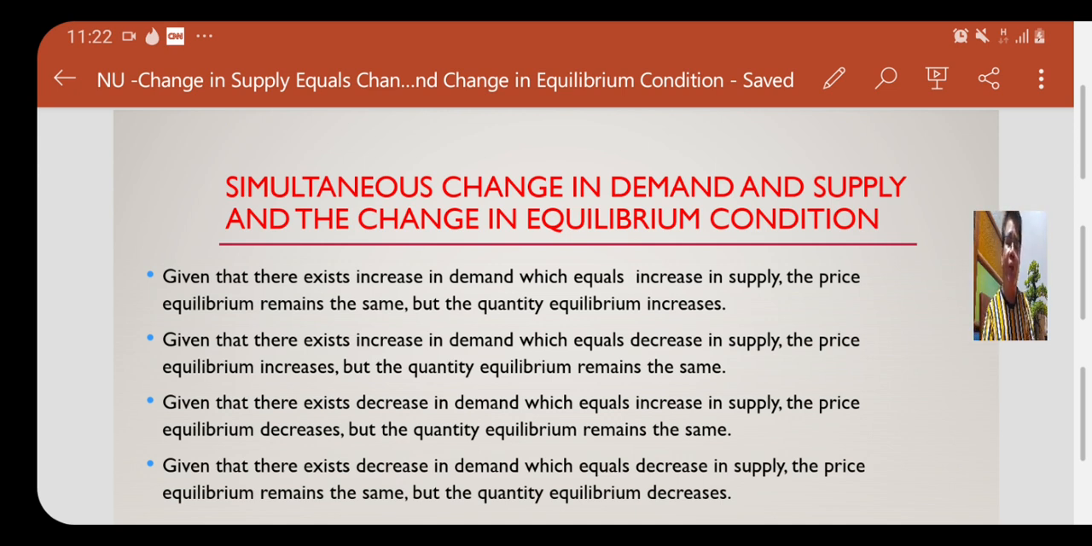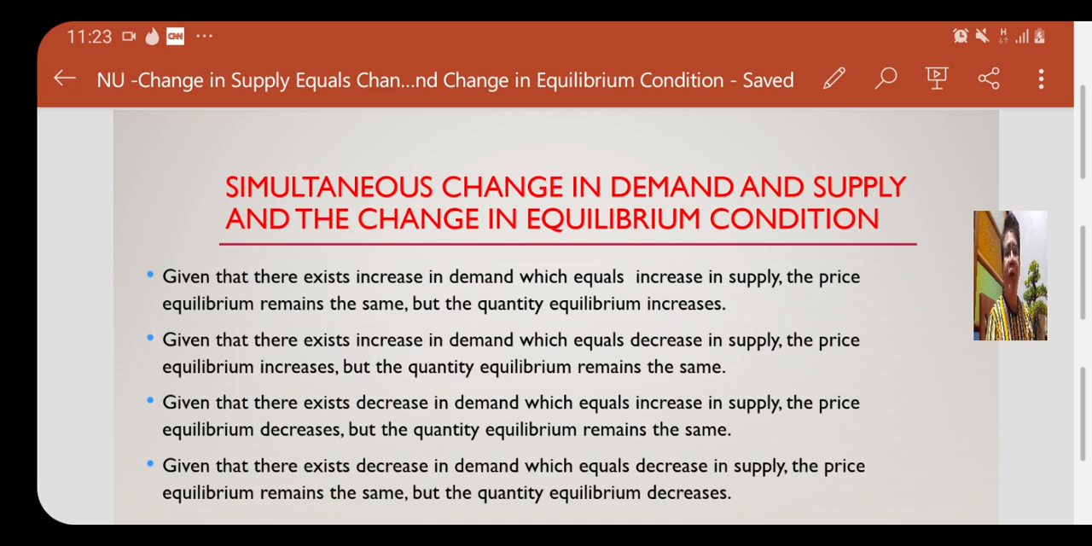So I will just read these items to you, and then later on we will have it illustrated using specific market situations through problem statements. So here, given that there exists an increase in demand which equals an increase in supply, the price equilibrium remains the same, but the quantity equilibrium increases.